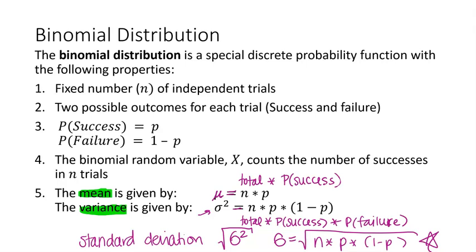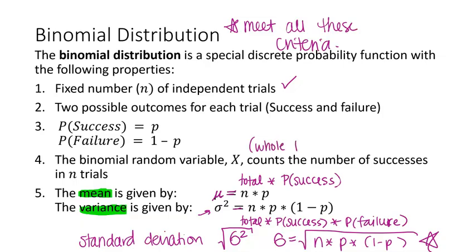So you have to meet all these criteria in order to be considered part of the binomial family. Independent, two possible outcomes, success and failure, and X counts the number of successes. Whole number discrete counting, just like we've talked about over this last lesson or two.